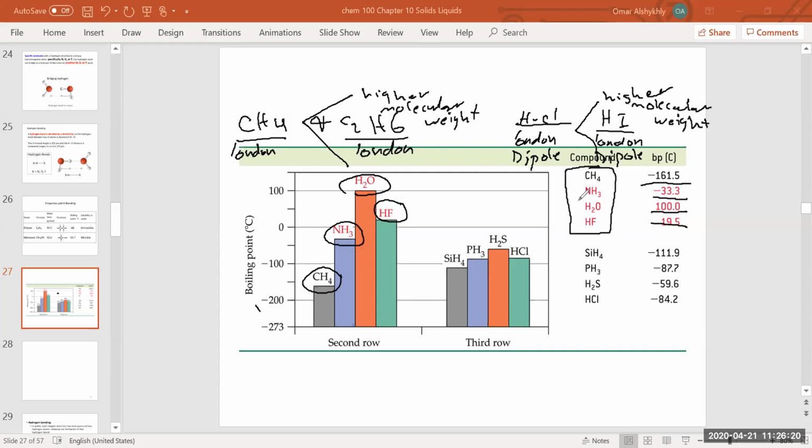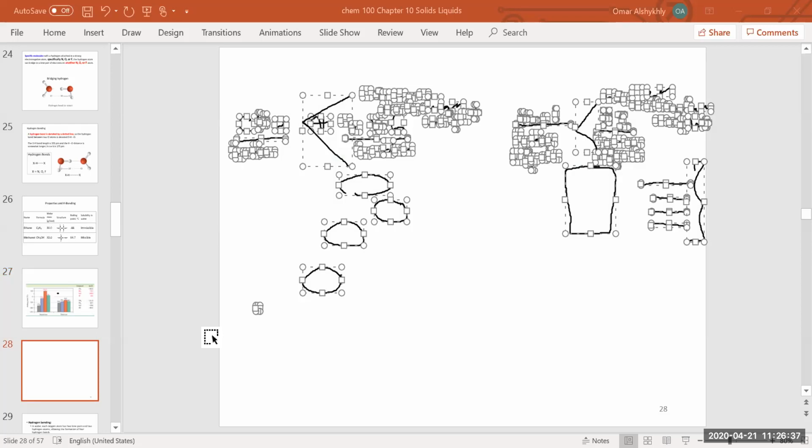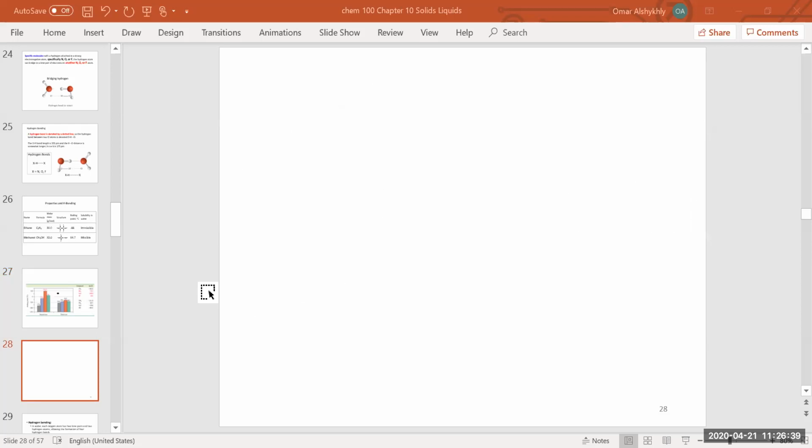It's supposed to be very little difference. But why do we have this big difference? We will understand it in a few minutes. So look here. When you have an example like this and you try to figure out which one has the higher boiling point, or why there is a big difference, what do we have?